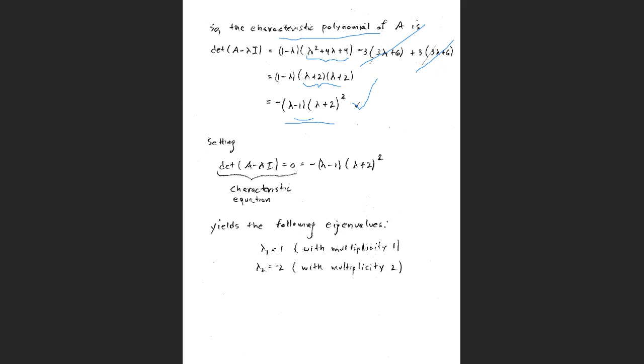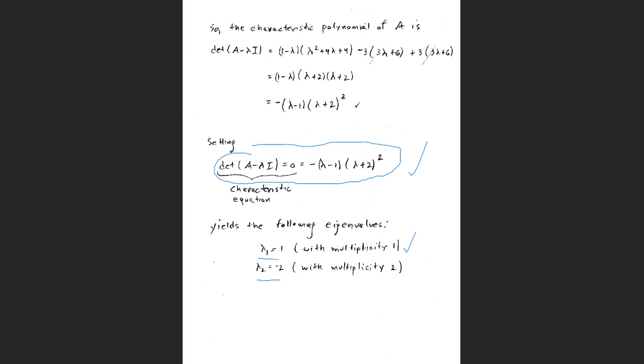Because what are you going to do? You're going to take your characteristic polynomial and set it equal to 0, right? That then is your characteristic equation. And so if you set the determinant of A minus lambda I equal to 0, then 0 equals negative lambda minus 1 times lambda plus 2 squared. That means the roots of this equation are going to have to be lambda 1 equals 1 and lambda 2 equals negative 2.